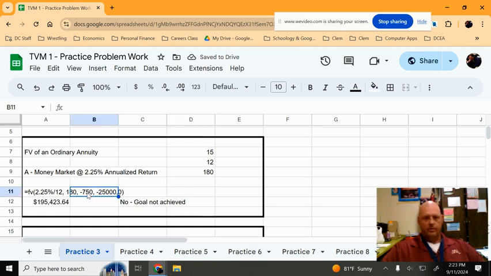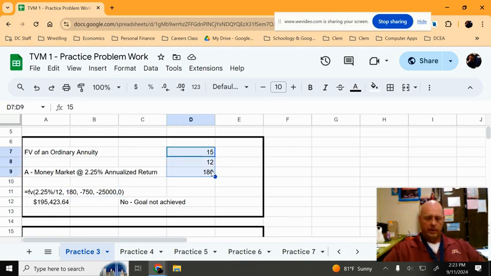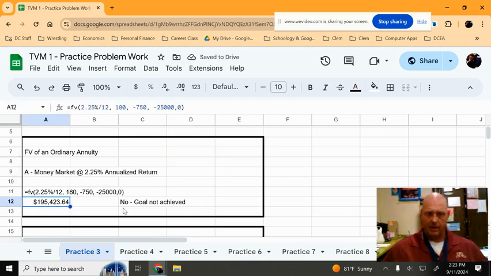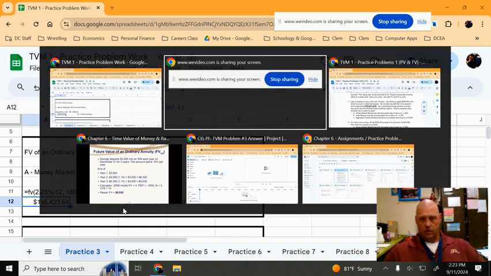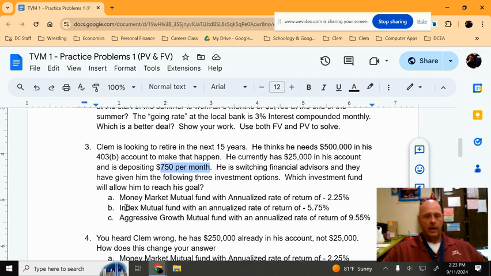We drop in 750. We began with $25,000. When we get done doing our math, that is going to grow to $195,000. So the answer to question number 3A is, I think I need $500,000. Here's what I'm starting with. Here's how much I'm putting away for the next 15 years.